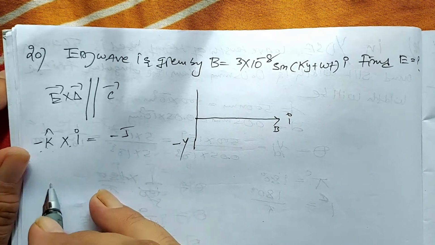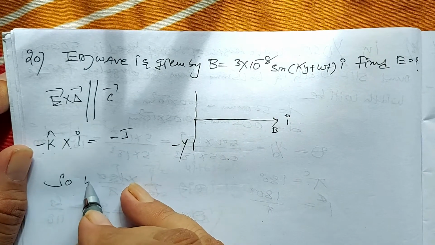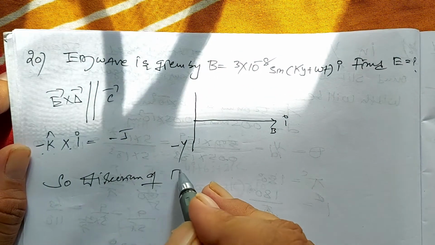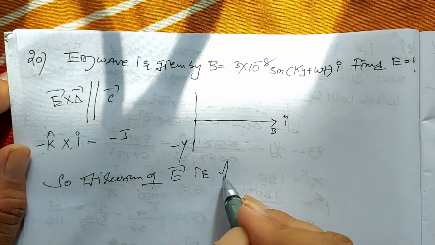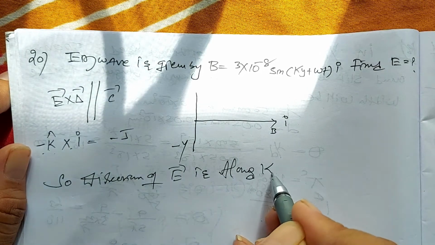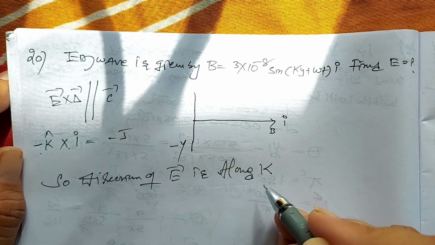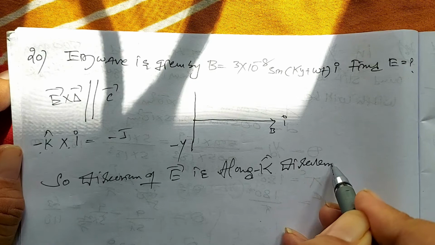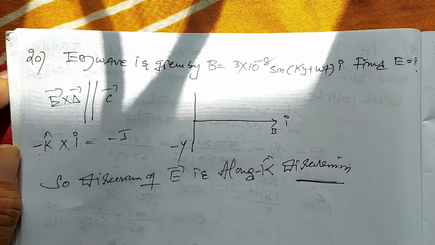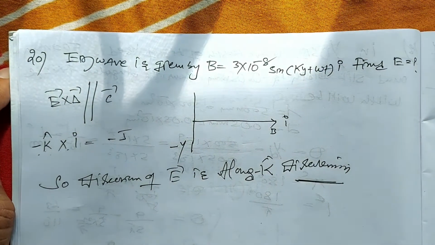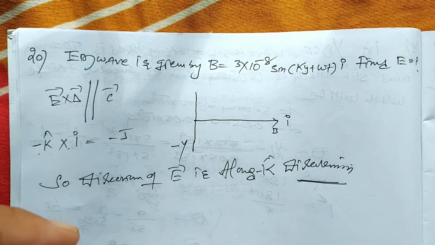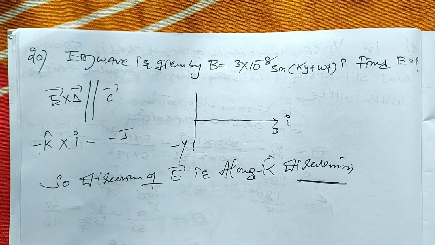So here we conclude that direction of E bar is along minus k cap direction. So here we calculate magnitude of E by using the formula E is equal to C into B naught. Okay.